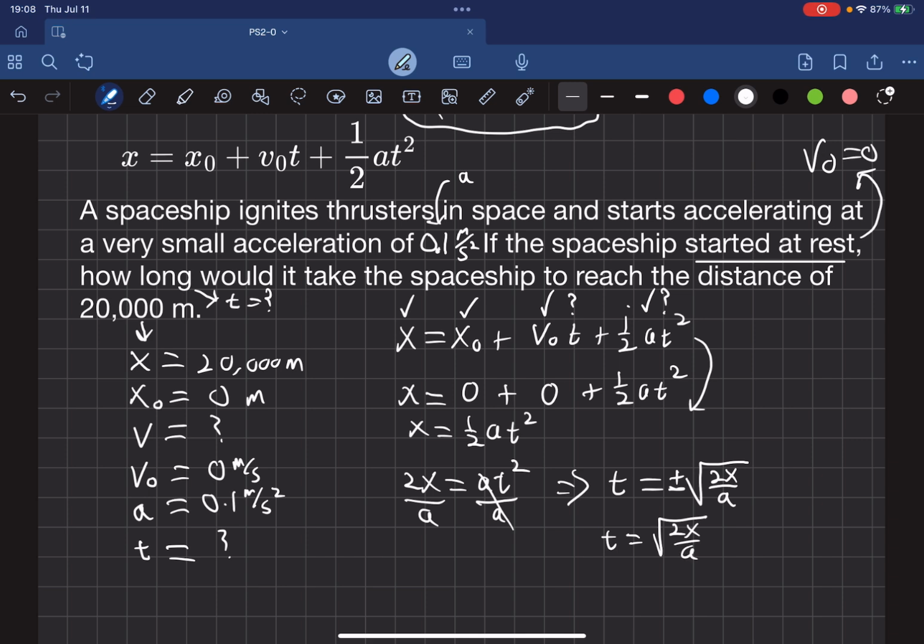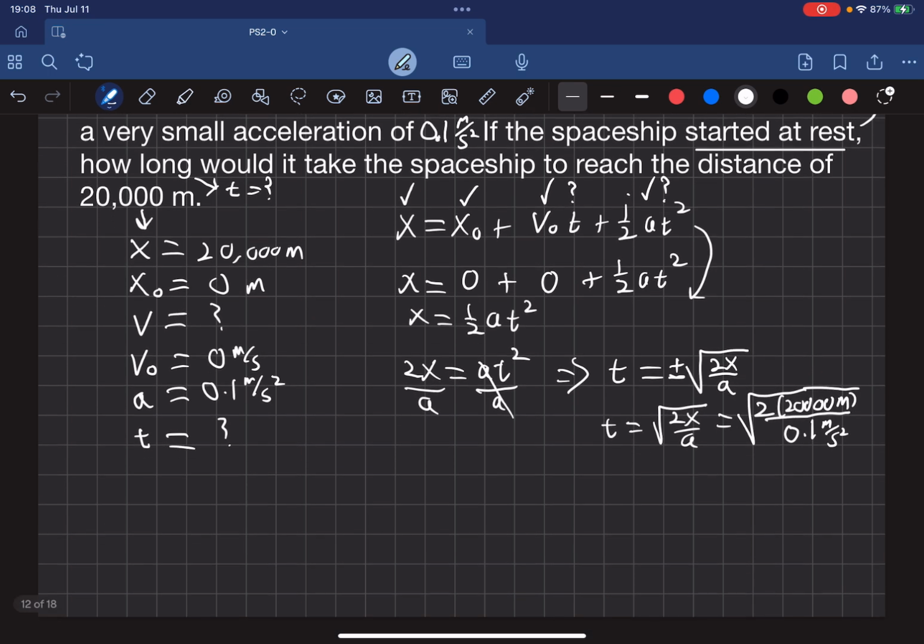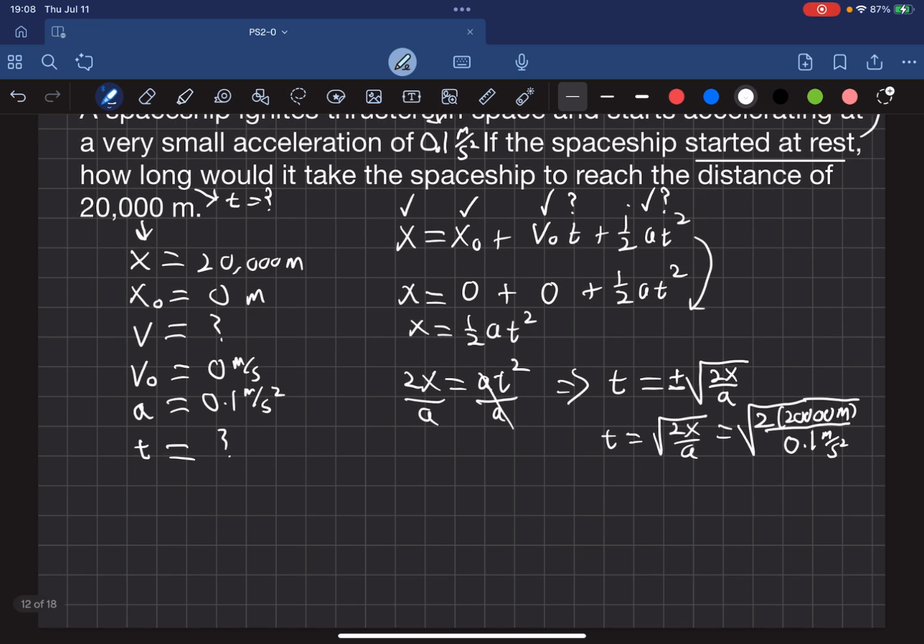which we can now plug in the values for. So that's the square root of 2 times x, which is 20,000 meters, all over the acceleration, which is 0.1 meters per second squared. And you can plug that in a calculator and get your answer. Now, one thing I want to point out is, why would this work unit-wise? Let's take a look at just the units. We have the square root of meters divided by meters per second squared.